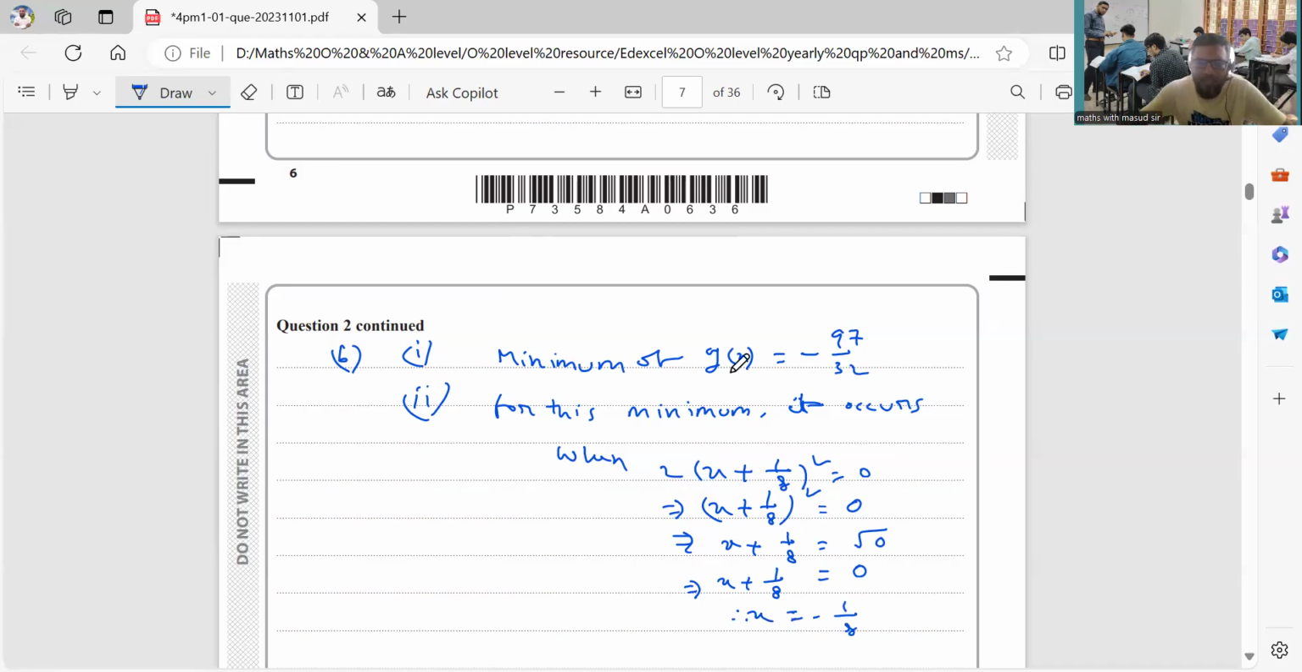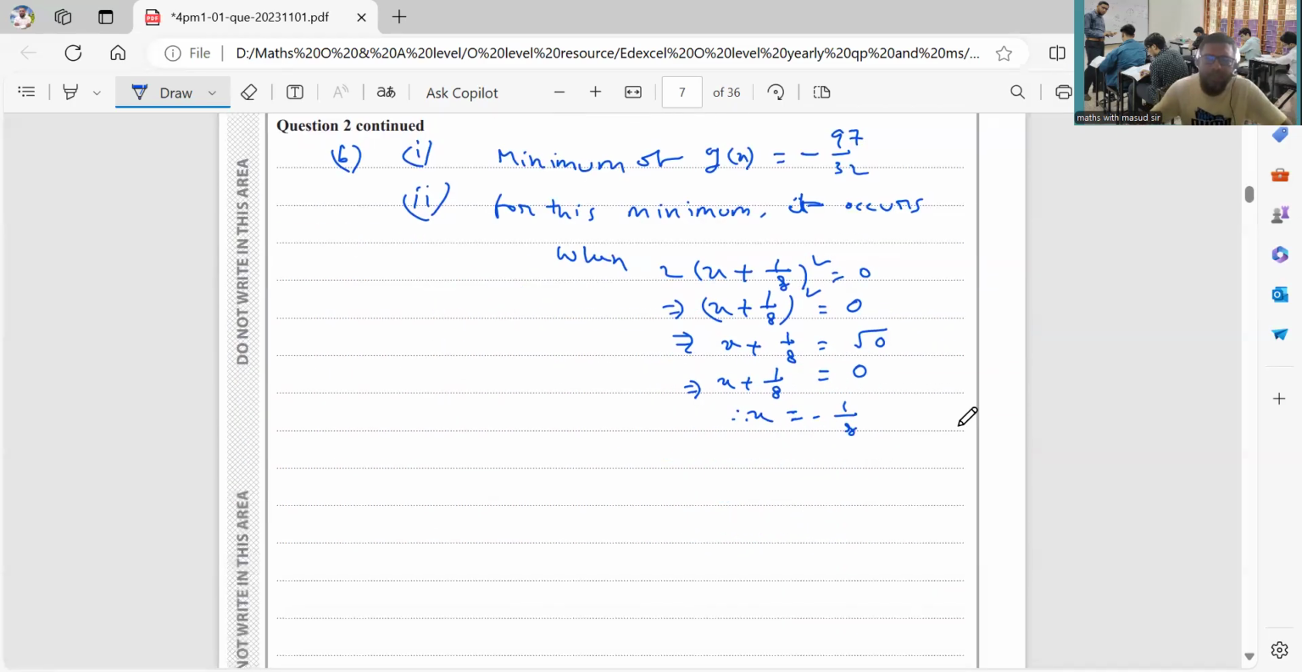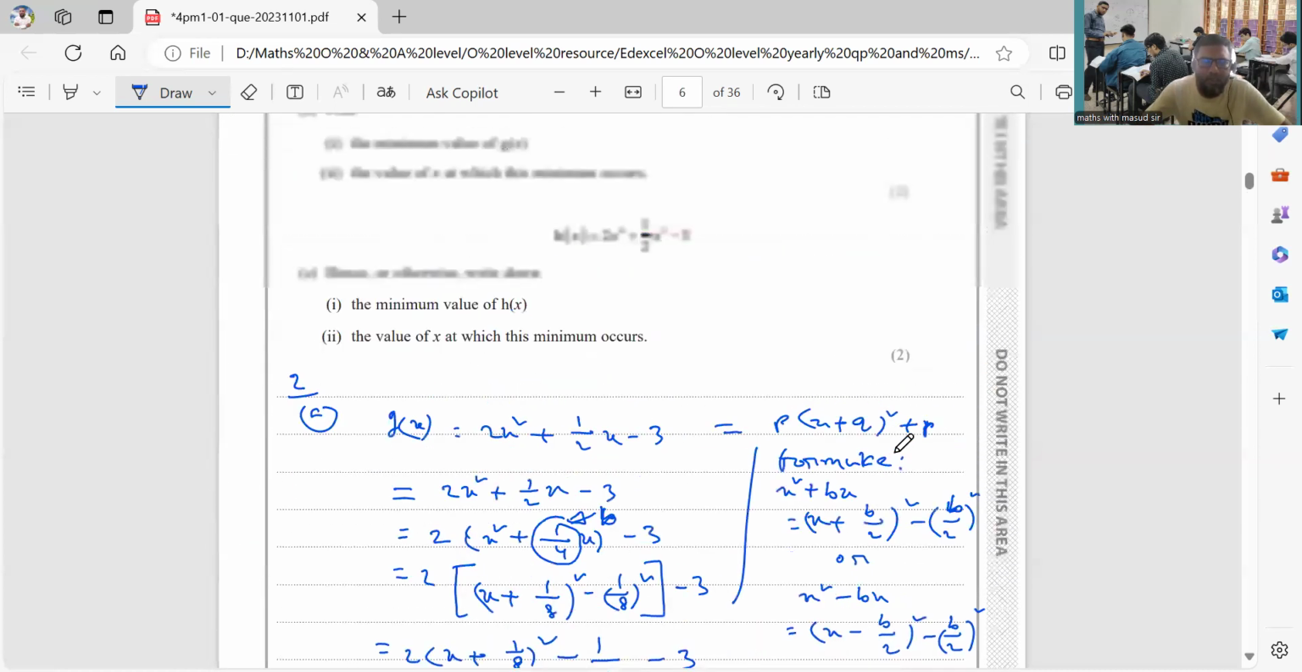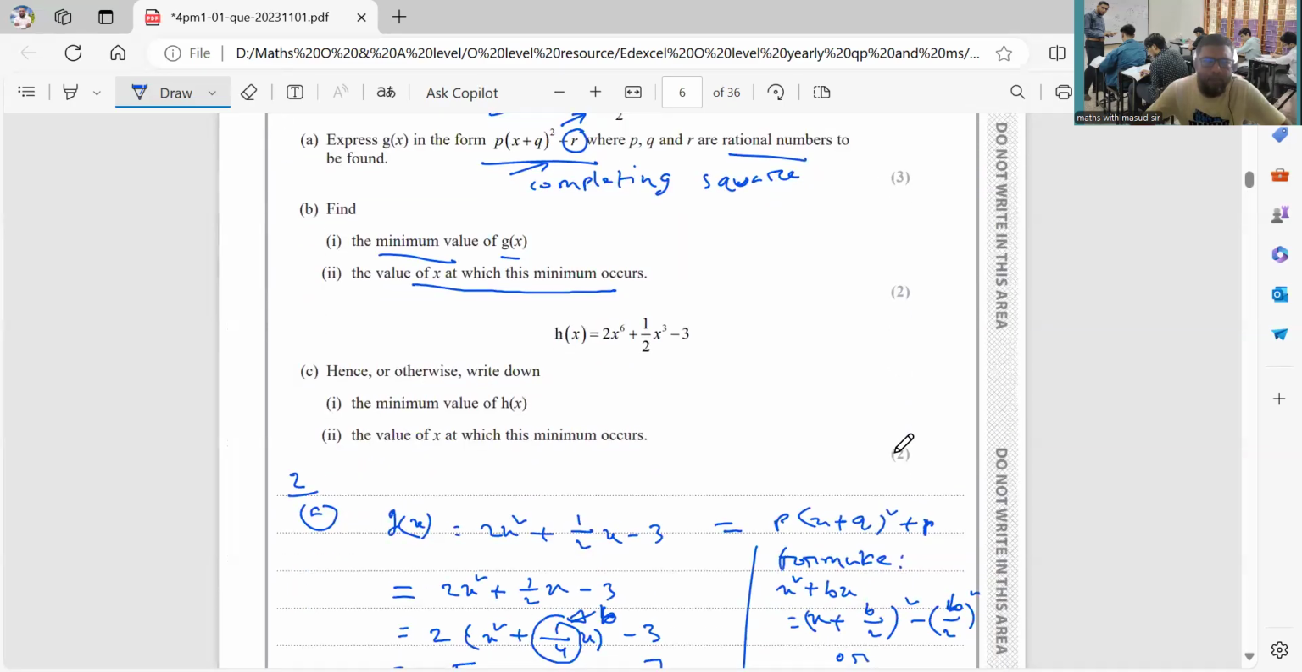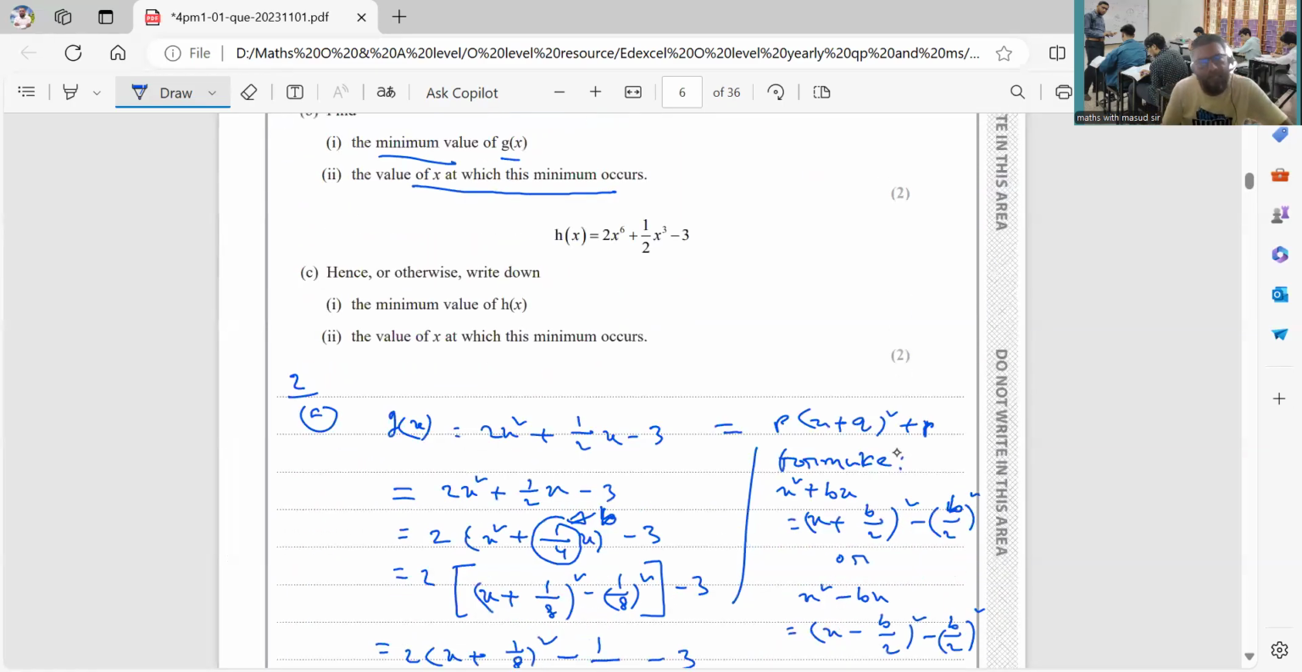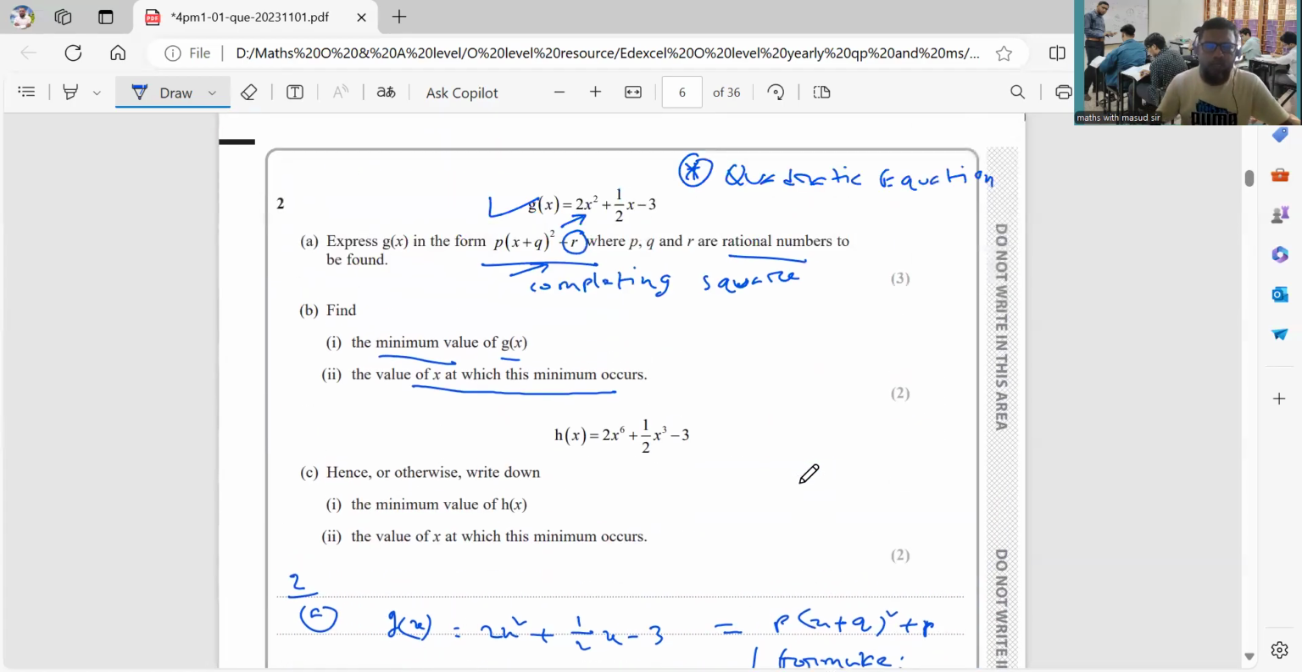It is better to show the steps. Otherwise, you can write the answer x equals minus 1/8 directly, no problem. So this is the second answer, B2 done. x equals minus 1/8. And look at the third question. The third part is C in question number 2. There is another quadratic equation given, h(x) equals 2x to the power 6 plus 1/2 x cubed minus 3. And there is a link between the two, g(x) and h(x).